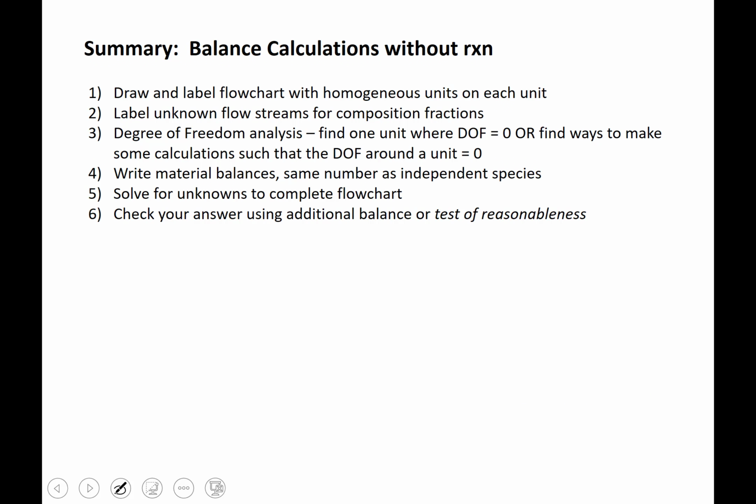Okay, so the summary, when we do balance calculations without reaction, draw and label the flow chart, label the unknown flow streams, carry out a degree of freedom analysis, and find one unit or set of units or balance where we find 0 degrees of freedom. Then we can make calculations, and you then can move to other units with the new given information that you have found. Then you solve all the unknowns to complete the flowchart, and again, check your answer using an additional balance or test of reasonableness.